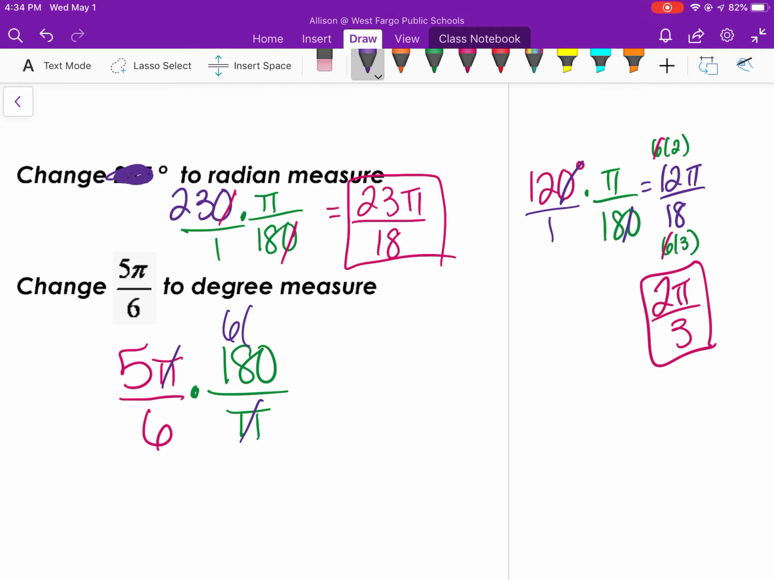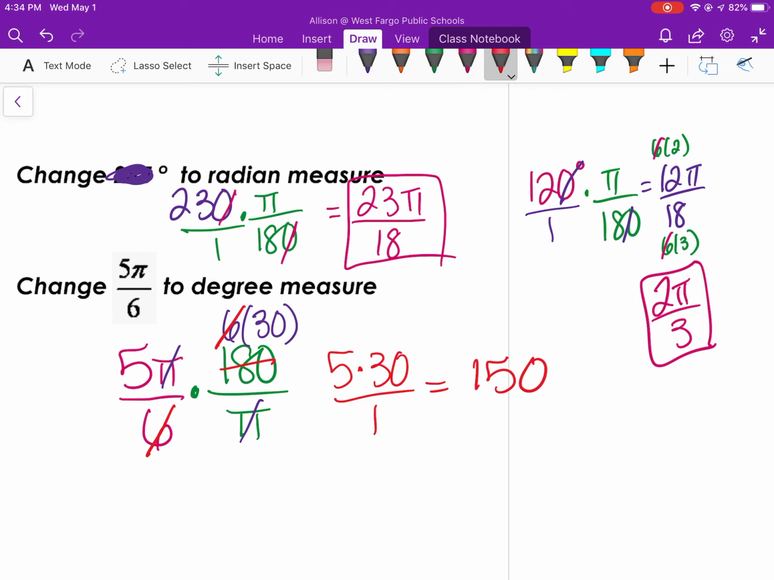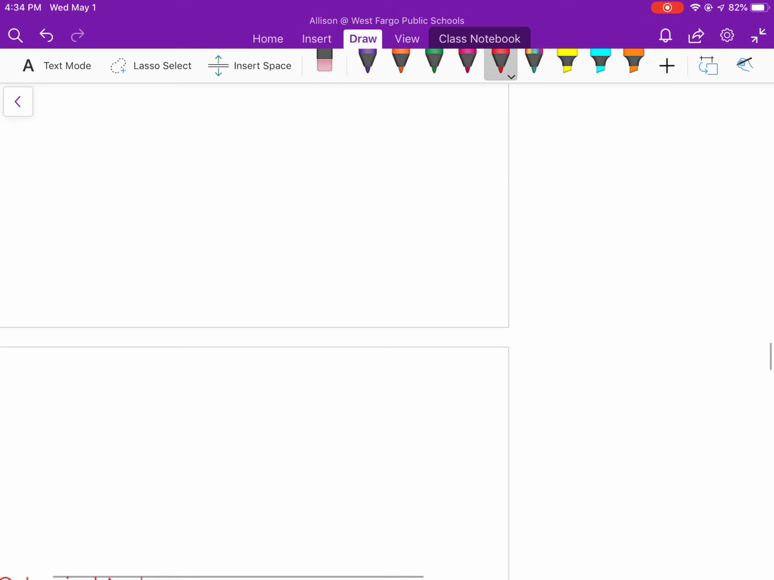Now I want to take out a factor of 6. I want to think of 180 as the same thing as 6 times 30, because then I can take out a 6 from both. I rewrote the 180, so now all that's left is 5 times 30 over 1. 5 times 30 is 150, since 5 times 3 is 15, add a 0: 150 degrees. So it's all about either pi over 180 or 180 over pi. Remember, it's like you're making a unit conversion. If you're going from radians to degrees, you want radians to cancel, or vice versa.